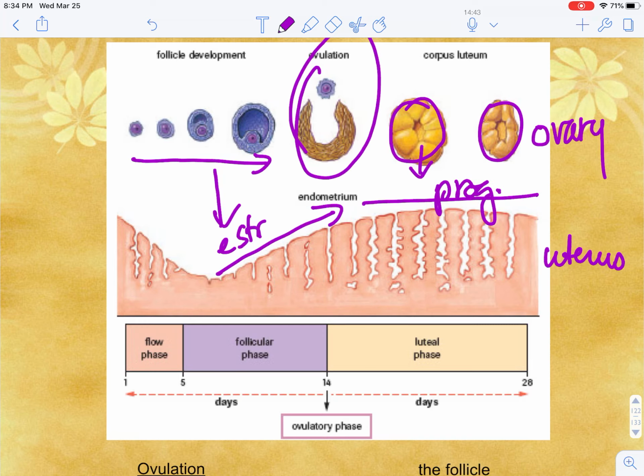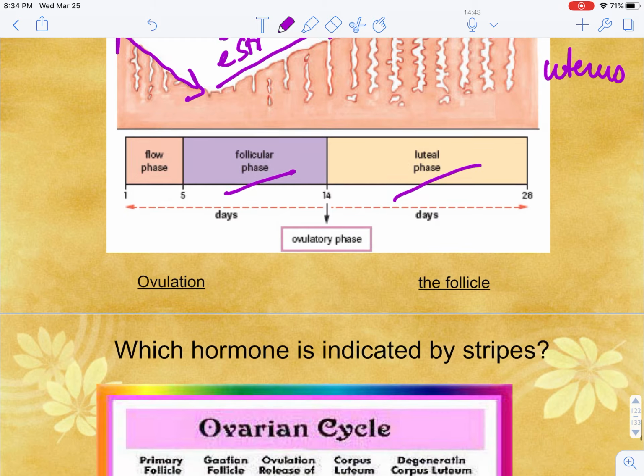Without a pregnancy, we go back over here and we see that the shedding of the endometrium happens, that can be called the menstrual phase or flow phase. As the follicle develops, we may call that the follicular phase. When the corpus luteum is there making progesterone, we may call that the luteal phase.